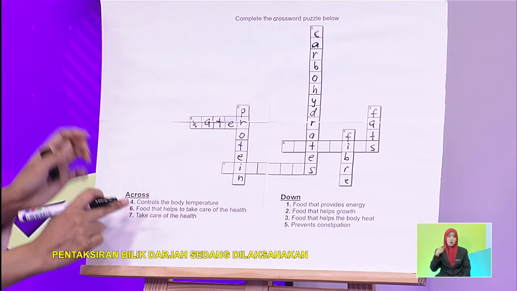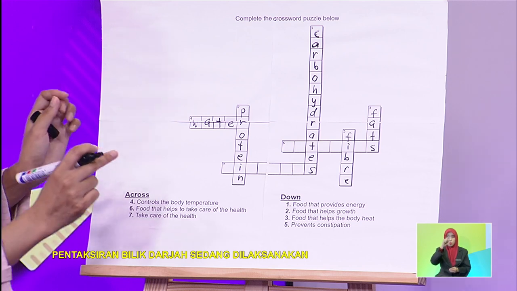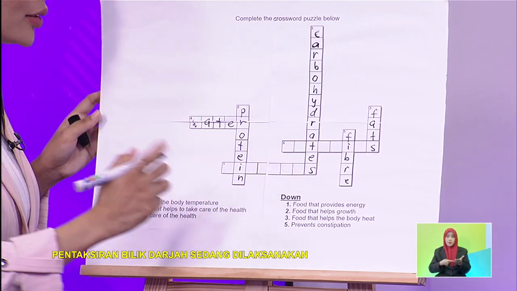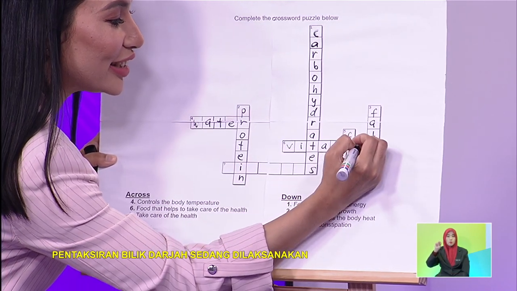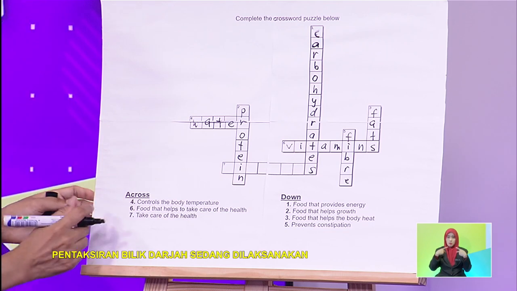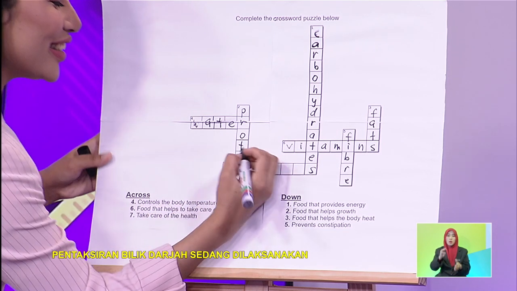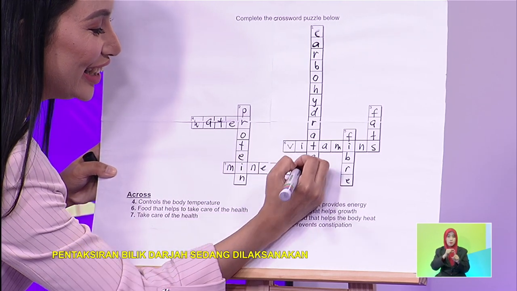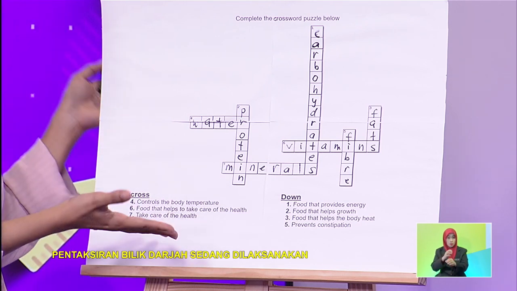Okay, next, number six, food that helps to take care of health. This one, what is this? I think it's vitamins, teacher. Alright, I'm not sure if my answer is correct. Maybe later teacher will check. And the last one, take care of the health. This one is minerals. Because that's the last one, so that's all I can think of right now. Alright. Okay, pupils, did you get the same answers as Kak Syafiqah?